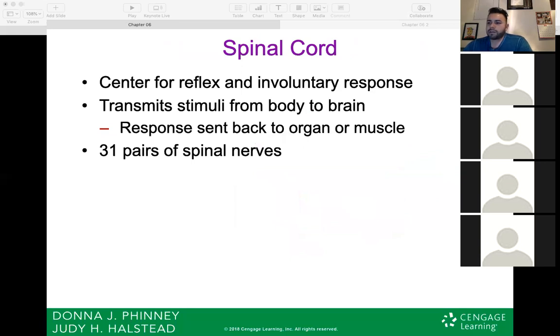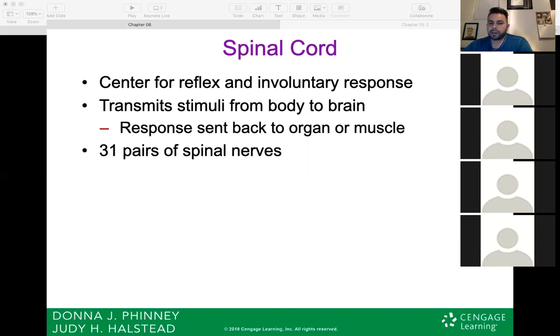The main part of the nervous system is called the spinal cord, and it is a center for reflex. So this means involuntary responses, and it transmits stimuli from the body to the brain. Reflexes occur when a stimulus is sent through a neuron within the spinal cord, and the response is sent via motor neurons.